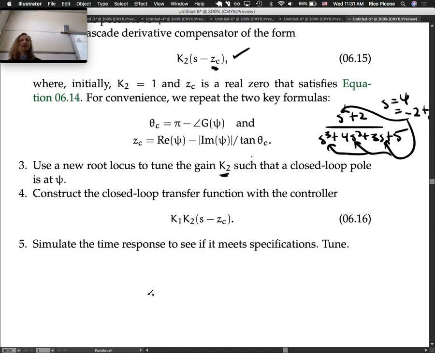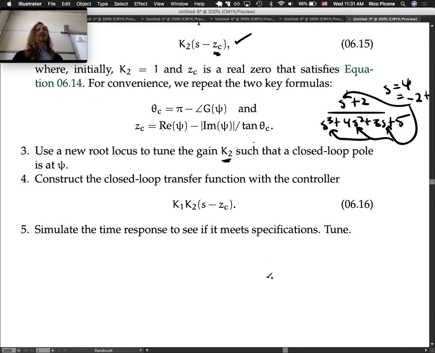Okay, so step 4: construct the closed loop transfer function with the controller. Now we've got K1, K2, and ZC. So now we're ready. We can use this controller, then we simulate to see if it meets specs, and then we tune. So that's the process. I'm going to try to go through an example with you guys in the next 20 minutes. See how this goes. Any questions before we begin?